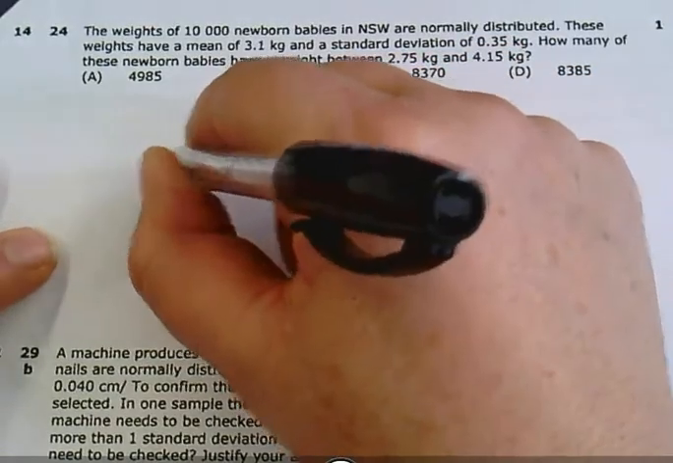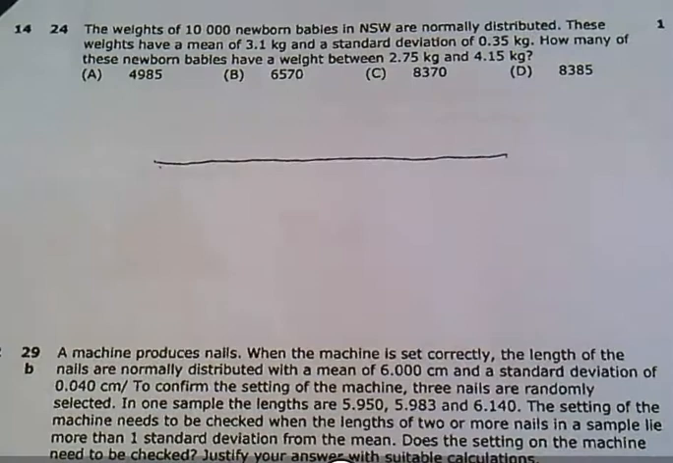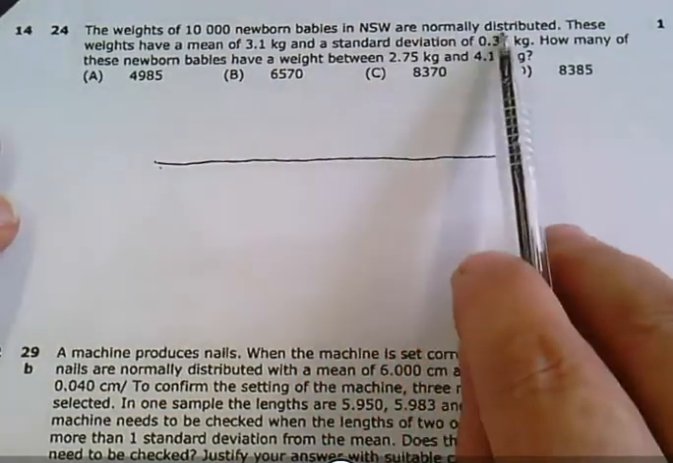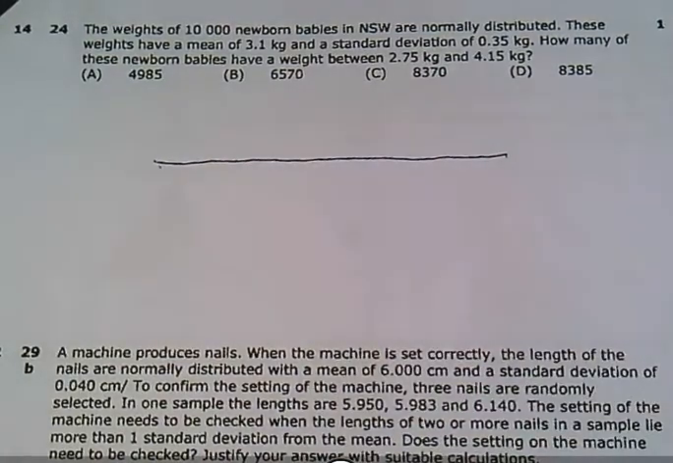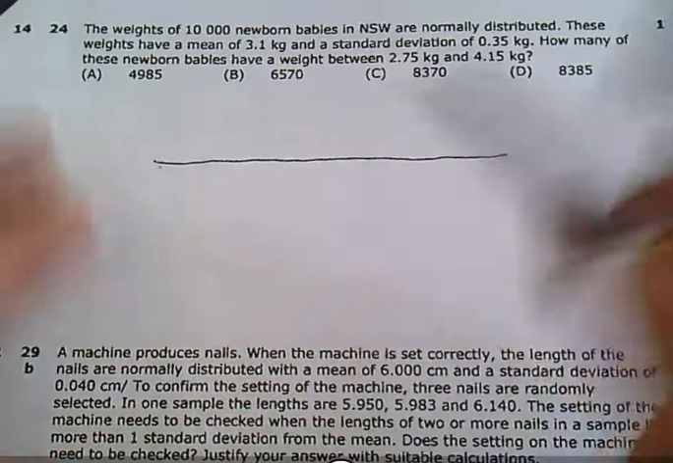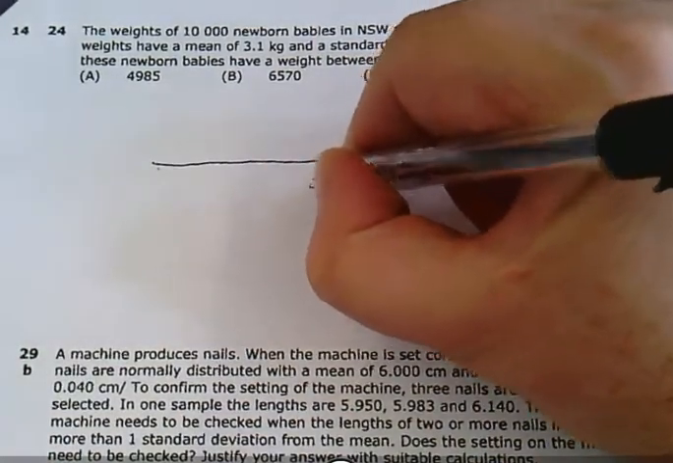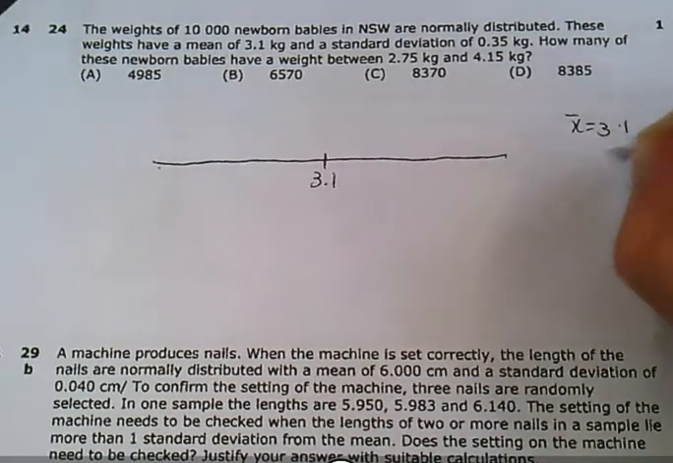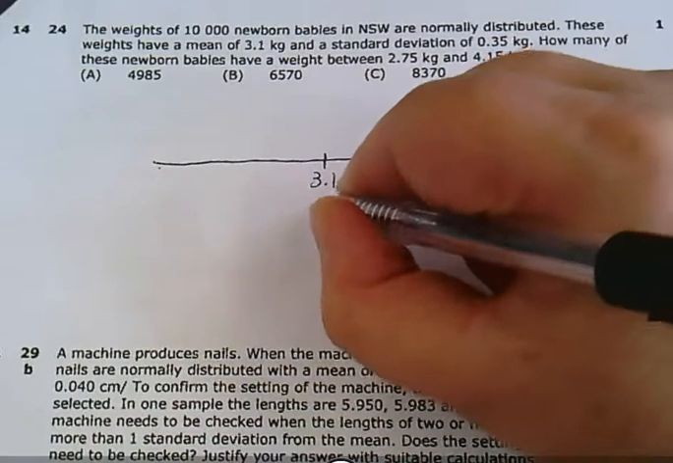The weights of 10,000 newborn babies in New South Wales are normally distributed, which means, yes, the 68%, 95%, 99.7% rule applies. We don't write the 10,000 on the graph. These weights have a mean of 3.1 and a standard deviation of 0.35. What do you do now? So that's your mean.